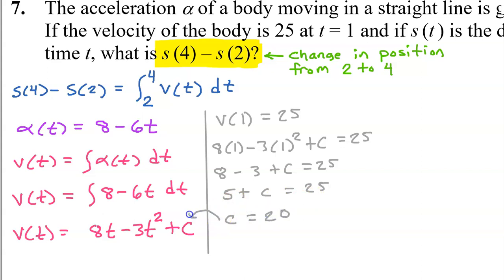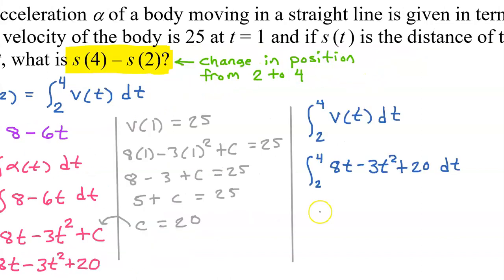So let's make that substitution. So we have this equation for the velocity at t. Now we just need to find the integral of the velocity from 2 to 4, and that will be the change in position from 2 to 4. Let's evaluate this integral term by term. Increasing the power by 1, we have t squared. Dividing 8 by the new exponent gives us 4.